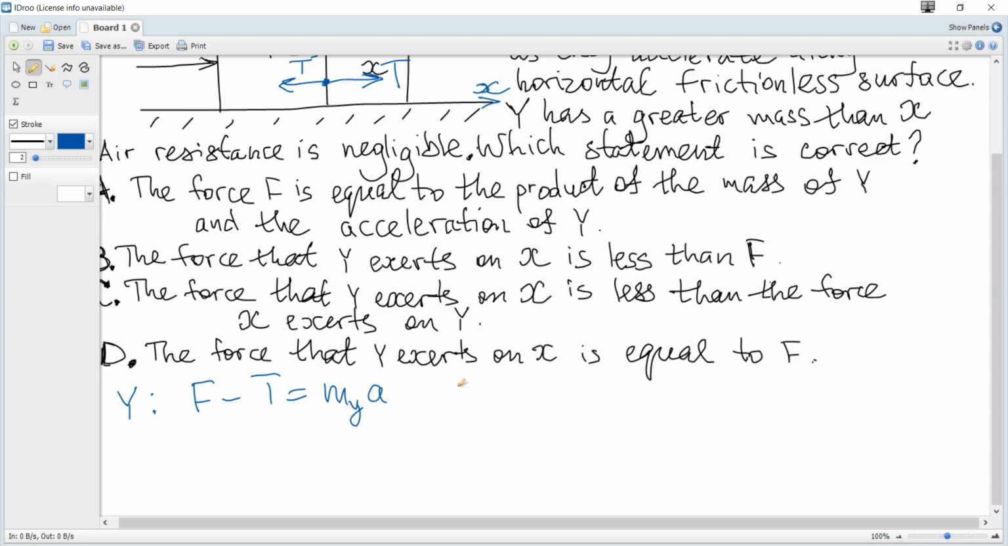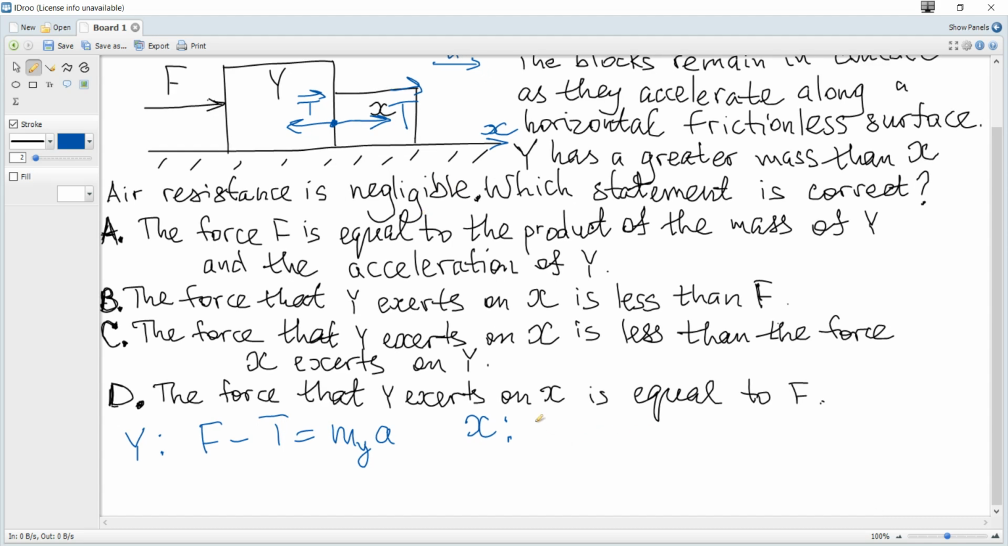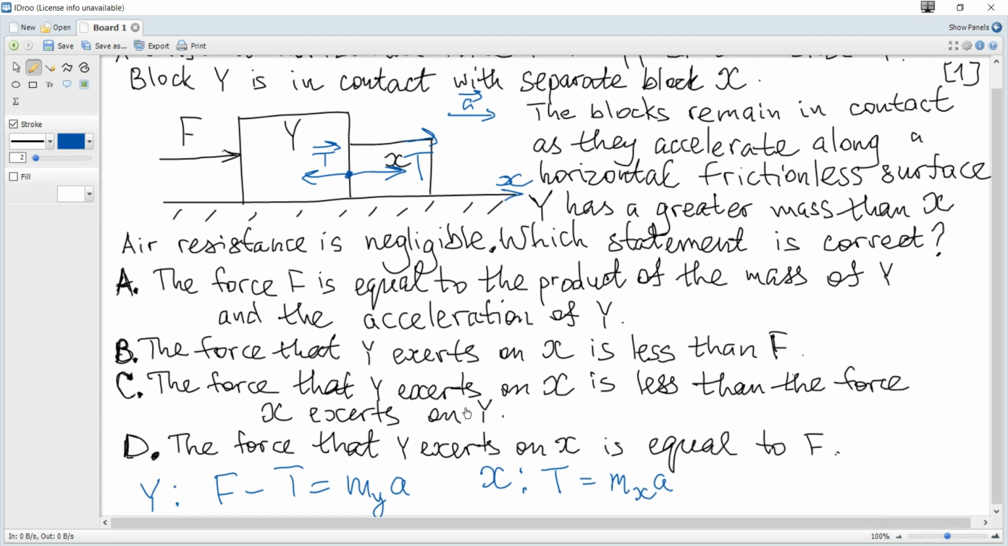And Newton's second law for the object X: T to the right, and it's the only horizontal force on X, is equal to m_x a. Acceleration is the same, but masses are different. And now let's consider the options.